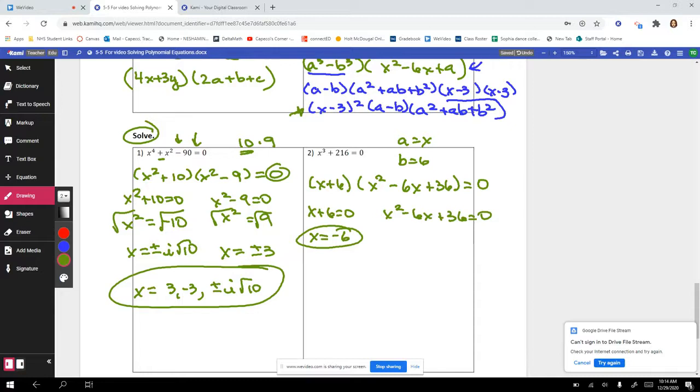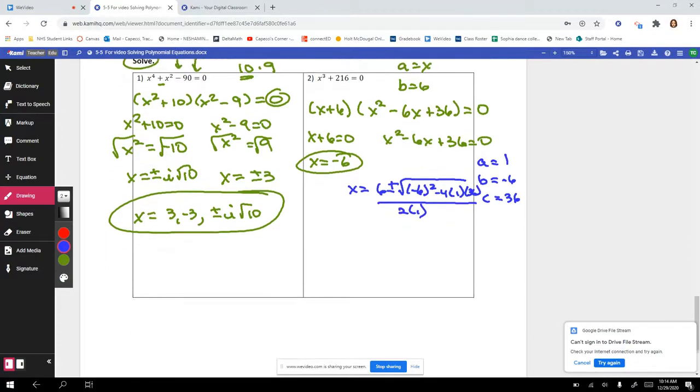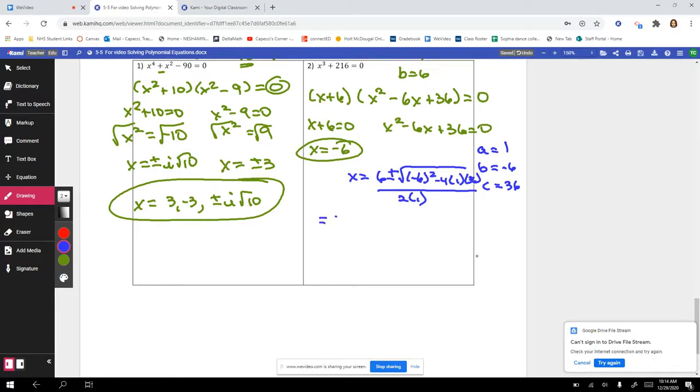Now, the second one is not factorable because I would be looking for factors of 36 that when I add them together, I get 6. I'm not going to get anything, okay? So it's not factorable, so we're going to actually have to use the quadratic formula on this one. Okay, so our a value is going to be 1, b value is equal to negative 6, and the c value is equal to 36. So I have x is equal to negative b, which is going to be positive 6, right? Plus or minus b squared. So it's going to be negative 6 squared minus 4 times a, which is 1, times c, which is 36, all over 2 times a, which is 1. So we're going to keep working on this one. It's going to take us a little bit of work.